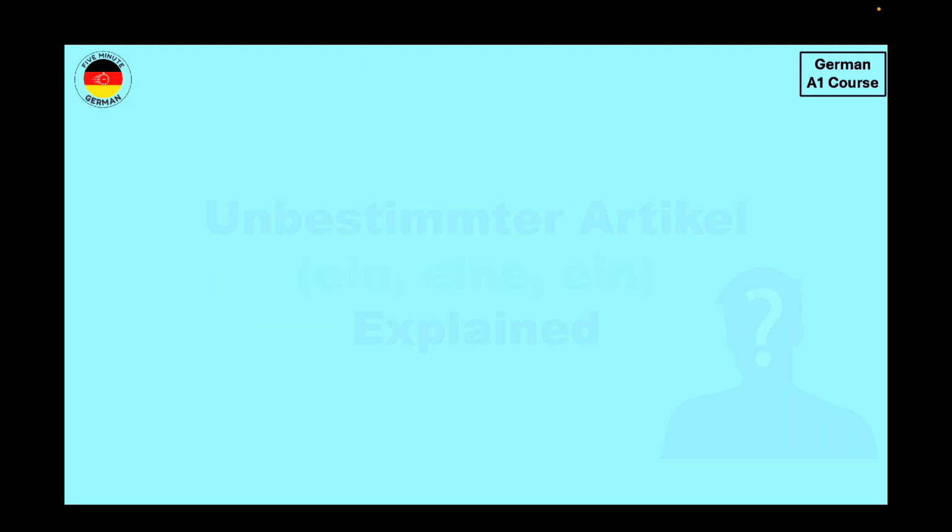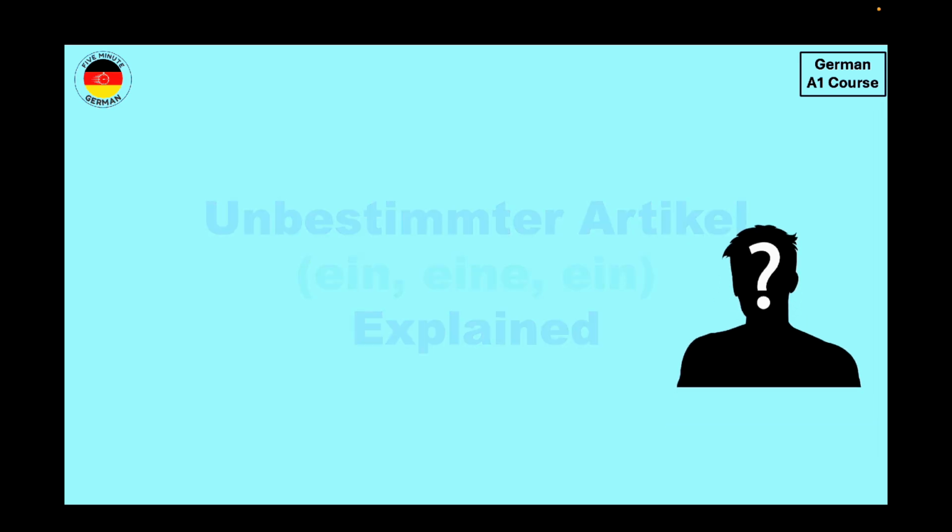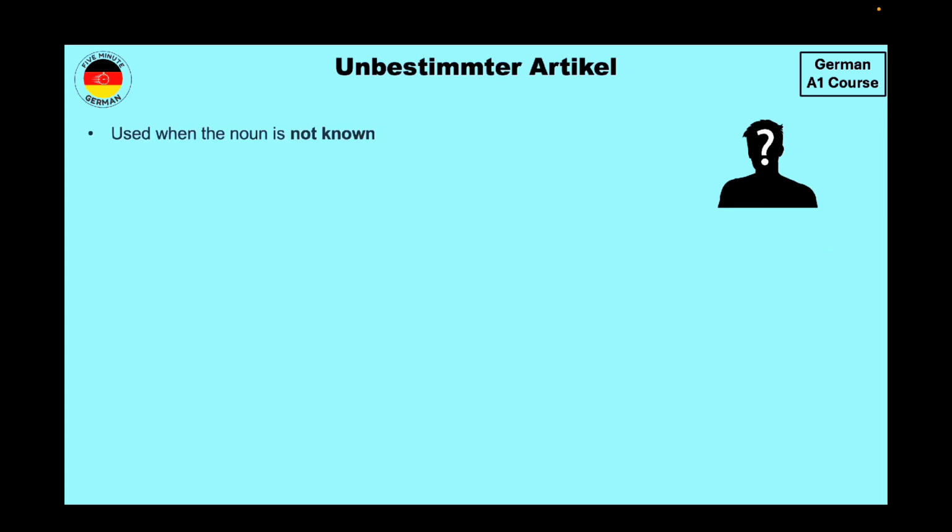Now let's understand the second type of articles, which are unbestimmter articles: ein, eine, and ein. So an unbestimmter article is used when the noun is not known or when we talk about a general thing. So let's take some examples.